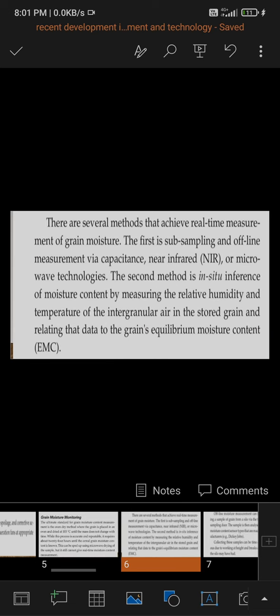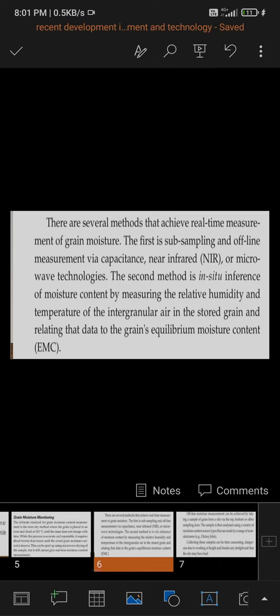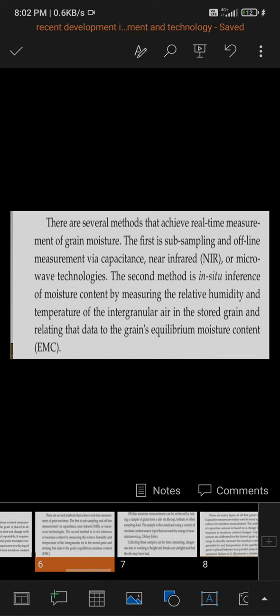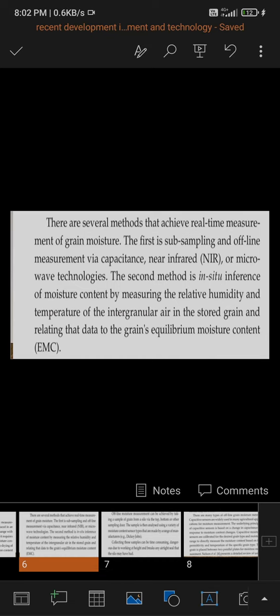There are several methods to achieve real time measurement of grain moisture. The first is subsampling and offline measurement via capacitance, near infrared or microwave technologies. The second method is inference of moisture content by measuring the relative humidity and temperature of the interstitial air in the stored grain and relating the data to grain equilibrium moisture content.